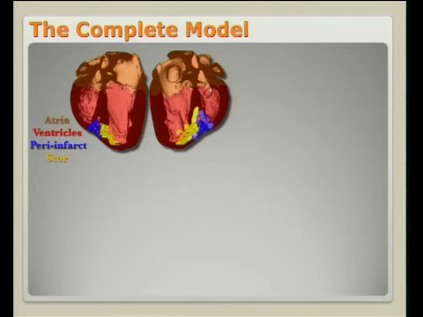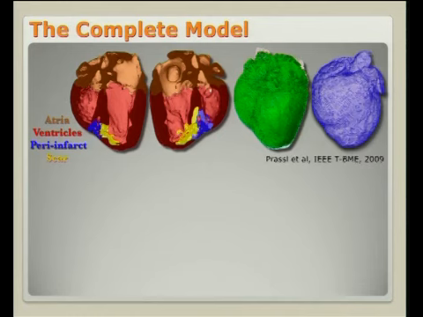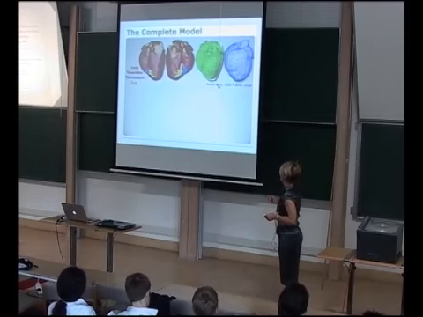So here is the complete model. In addition, we reconstructed the entire heart. So we have the ventricles and the atria. You can see the peri-infarct zone and the inexcitable scar.